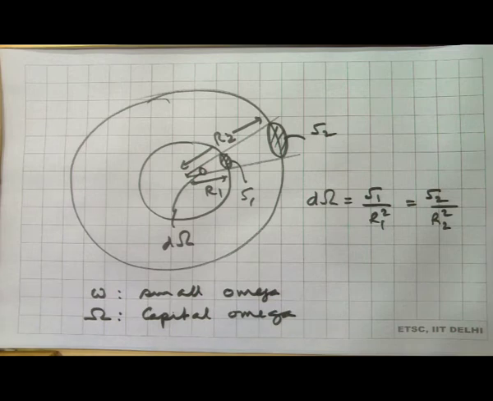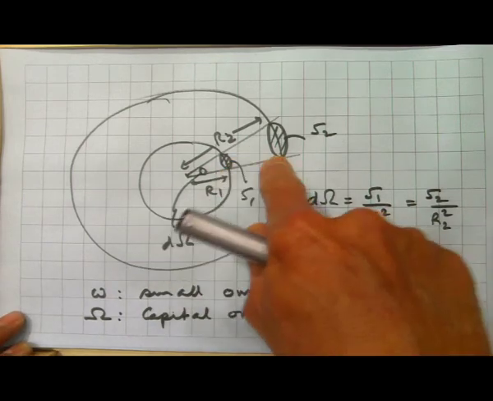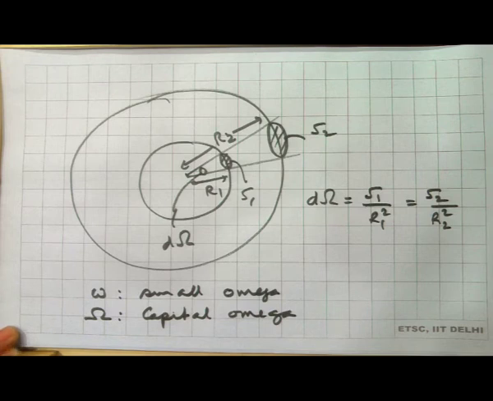Areas S 1 and S 2 are different. This could be the moon, this could be the sun, areas are different, distances are different, but both of them subtend the same solid angle.